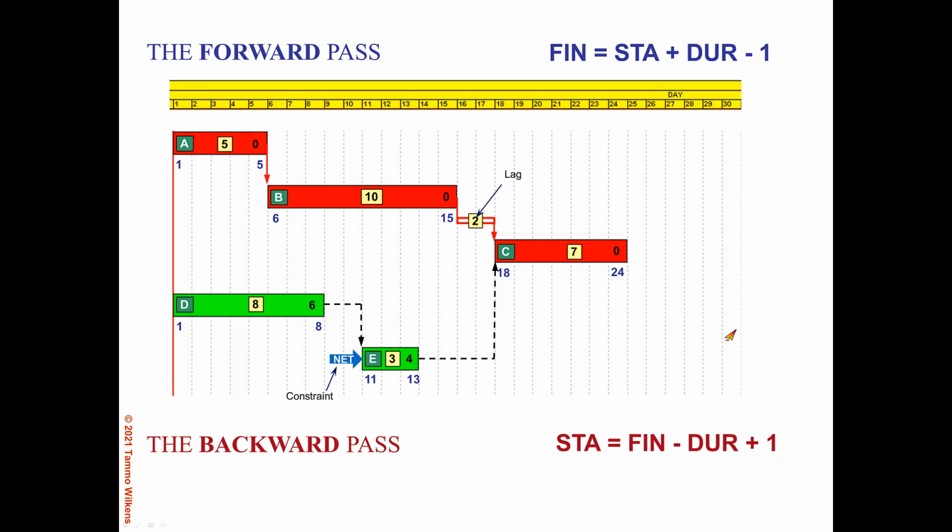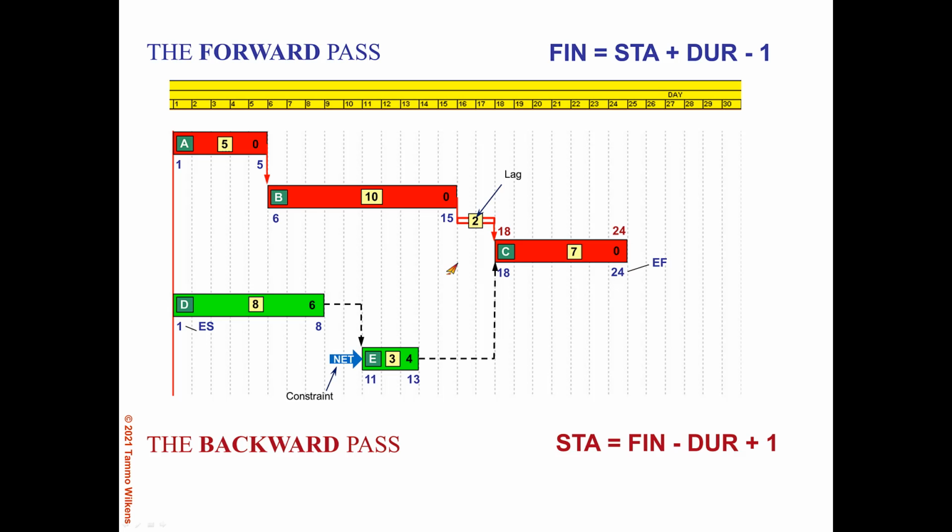So let us see what happens on the backward pass. So we have here now a late finish date for activity C of day 24. Again, we're using the default for a project finish from the forward pass, day 24. So applying the formula on the bottom now, start equals finish minus duration plus 1, because of the AM/PM convention, we get 24 minus 7 plus 1 is 18.